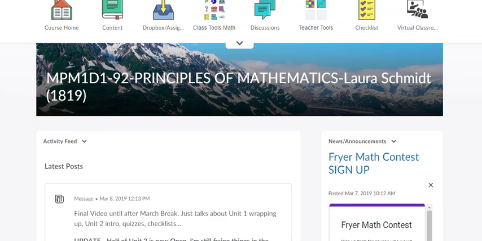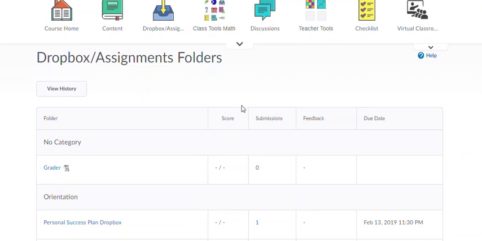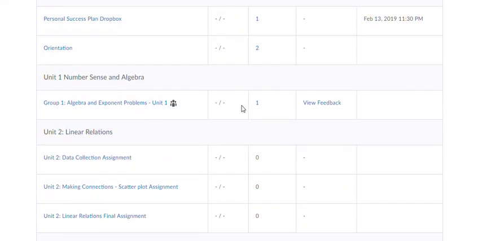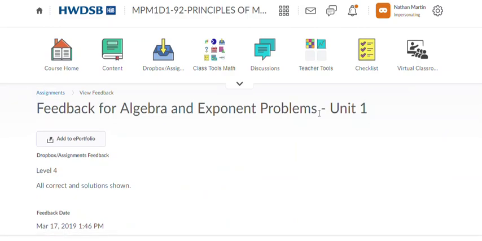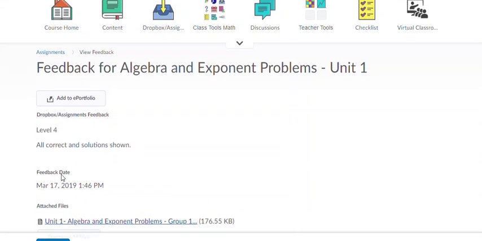So if you want to check out how you did on your group Dropbox assignments, you just go into the Dropbox. I'm just impersonating somebody. So you go into the Dropbox and under Unit 1, you'll see Group 1 Algebra and Exponent Problems, and you can view your feedback. If I left you some feedback, it could be here. So this person got a level 4, which is the highest. Level 4 is all correct and your solutions are shown.